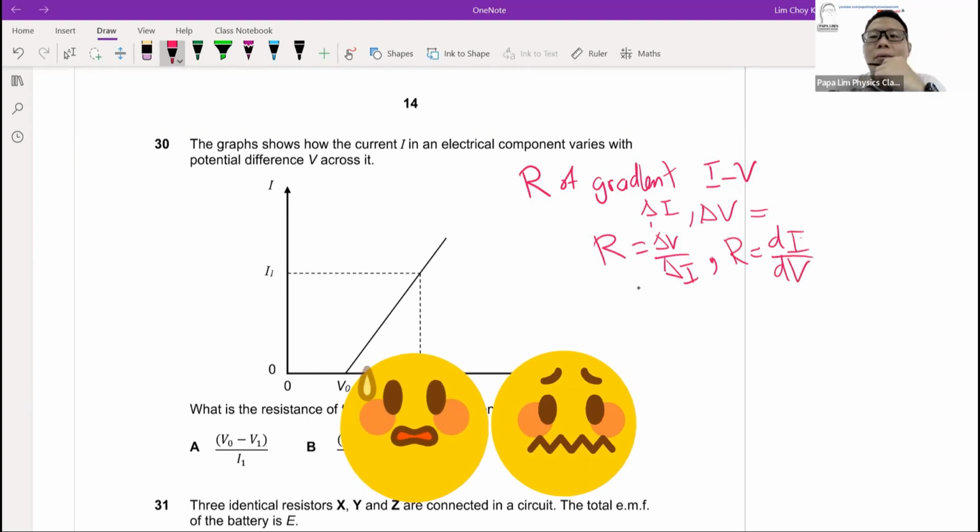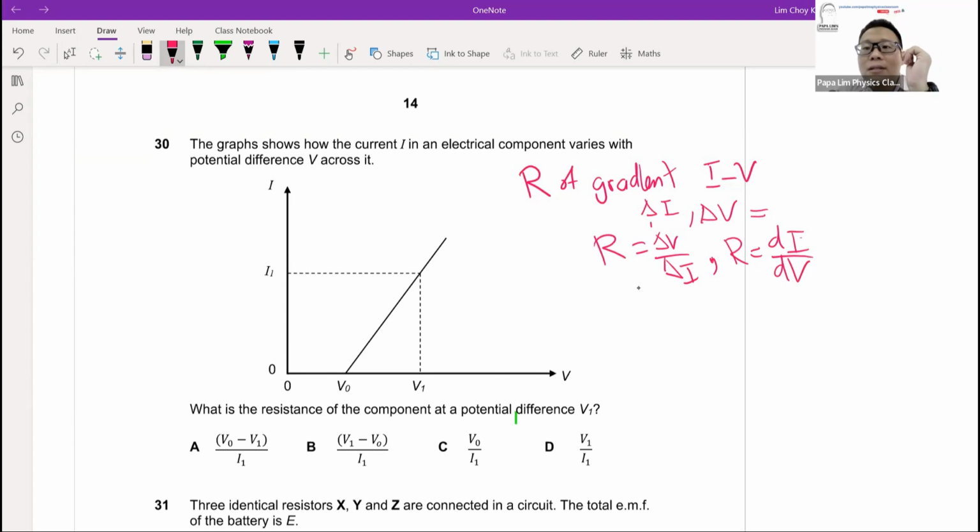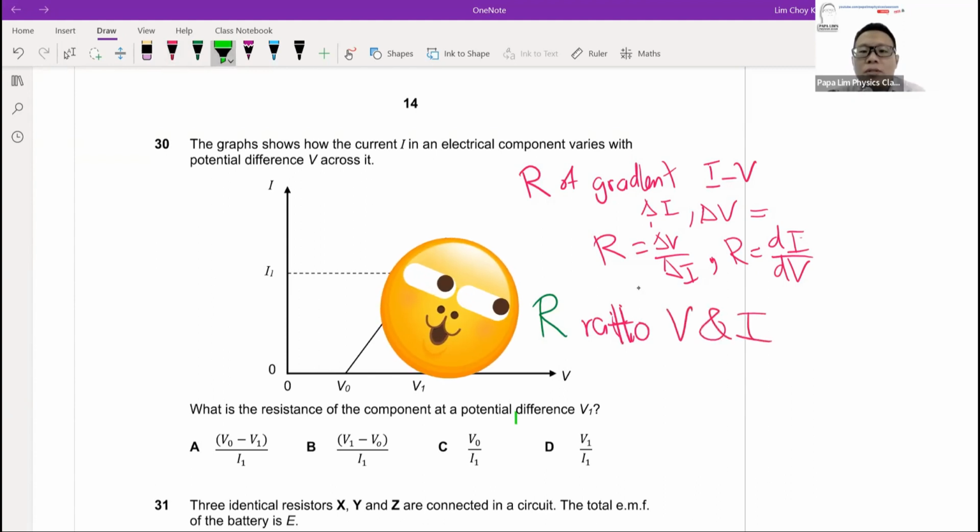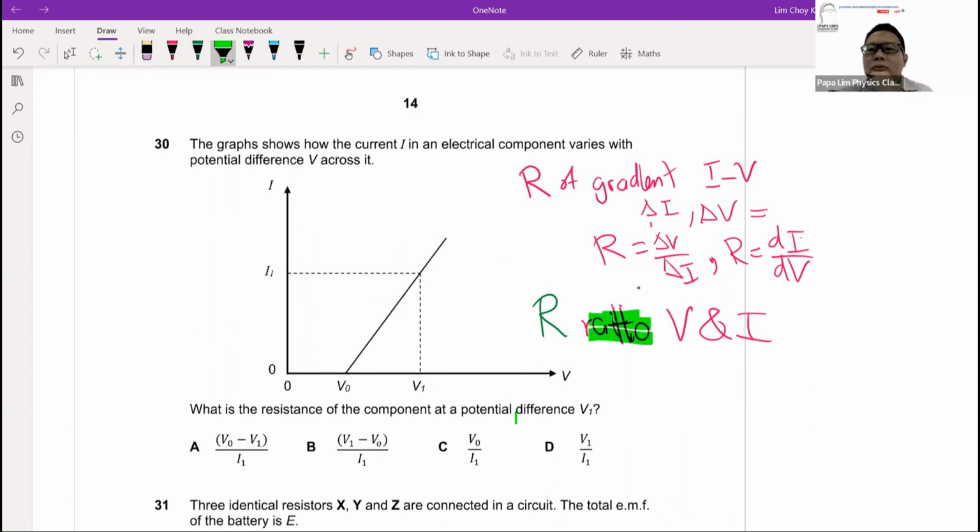Now, I will not say this is correct in the sense that if we go back to the fundamental of resistance, resistance is defined as the ratio of the voltage to the current flowing through it. So it's the ratio of V and I. The keyword here is ratio. It's not about the gradient. It's just that sometimes the graph that is given to us happens to be, let's say, an IV graph.